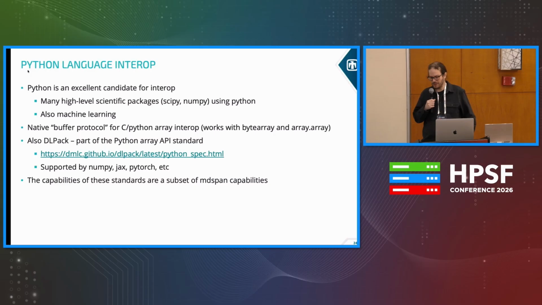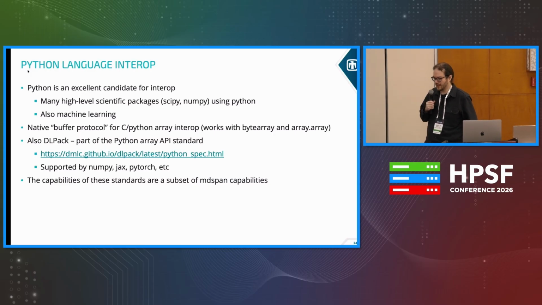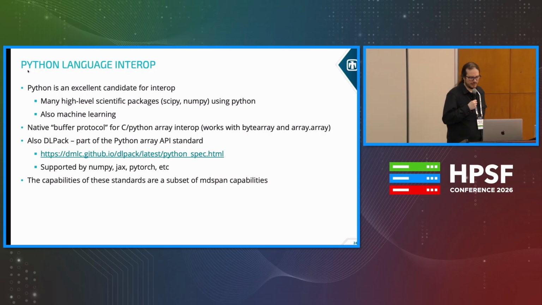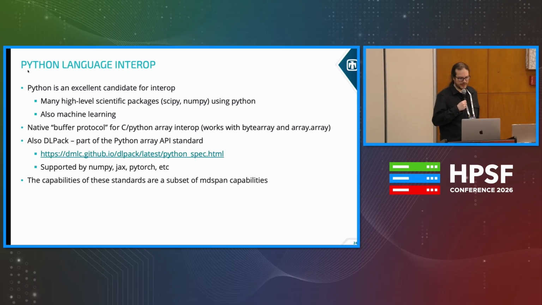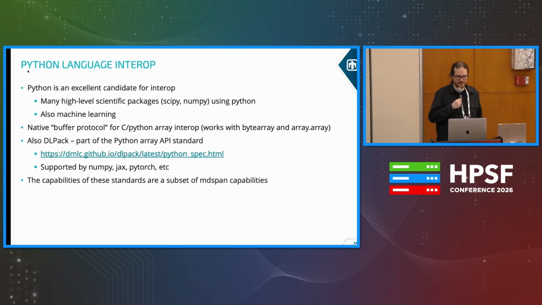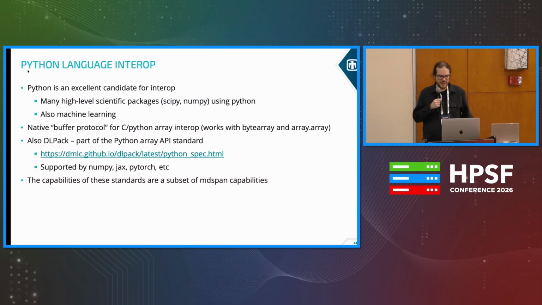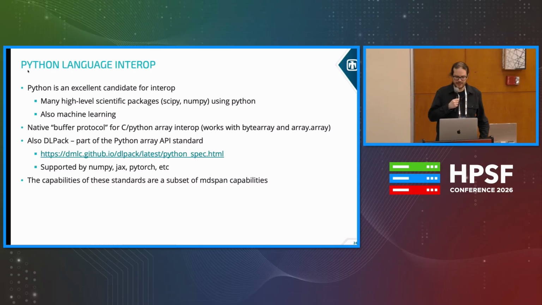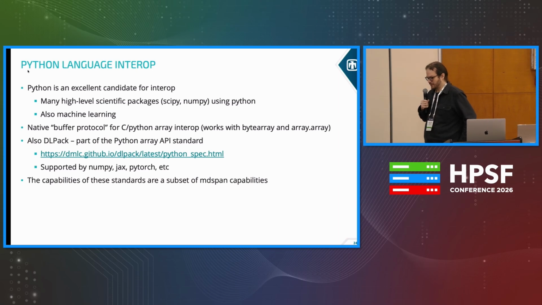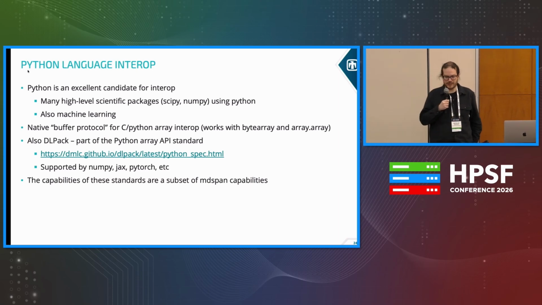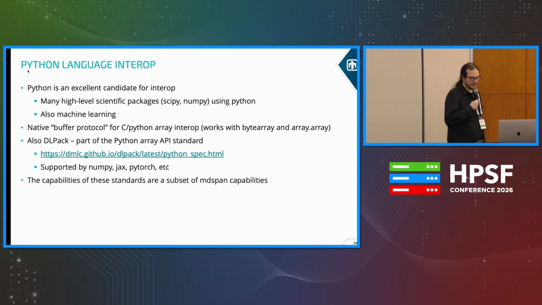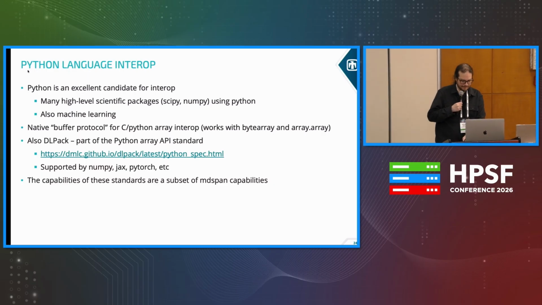But there are also some efforts to standardize data exchange of more complex multidimensional array data. There's this thing called DLPack, and it's part of the Python Array API standard. You can find more information at that link. It is supported by things like NumPy, JAX, PyTorch, and so on. And it's worth noting with both of these that they are actually subsets of mdspan capabilities. So we can essentially represent any of these things just with mdspan.